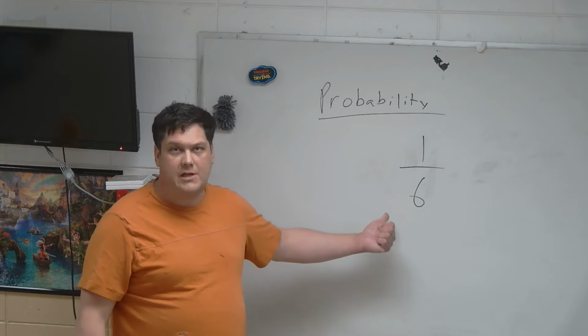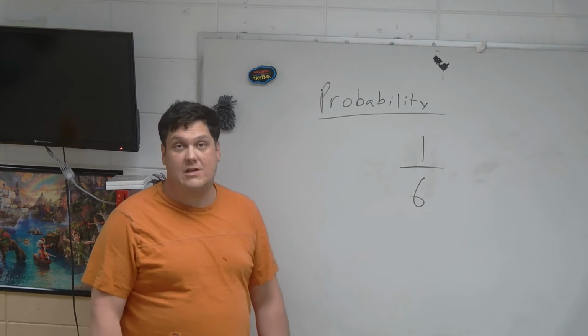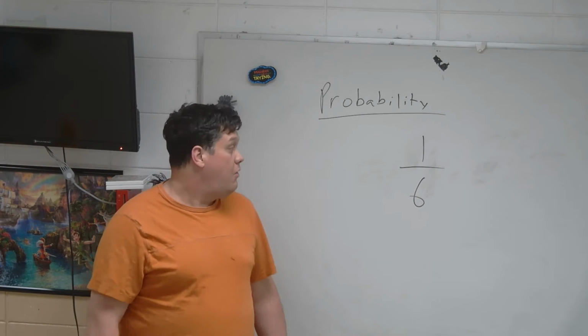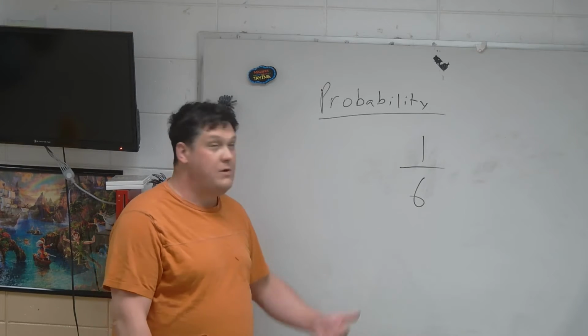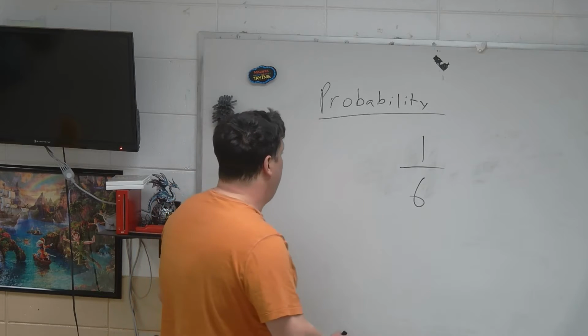But usually you see probability expressed this way: 1 in 6 chance. There's a 1 out of 6 chance. What are the odds of rolling a 2? Also 1 in 6. What are the odds of rolling a 5? Also 1 in 6.